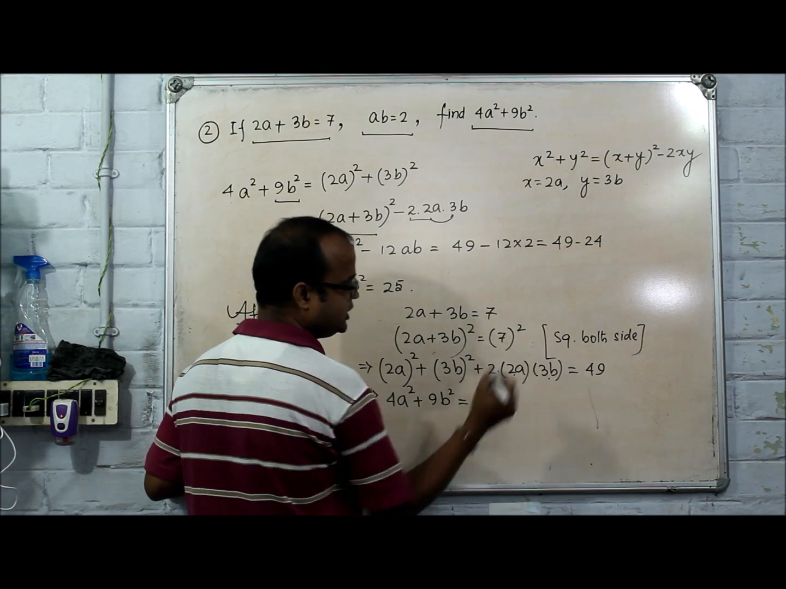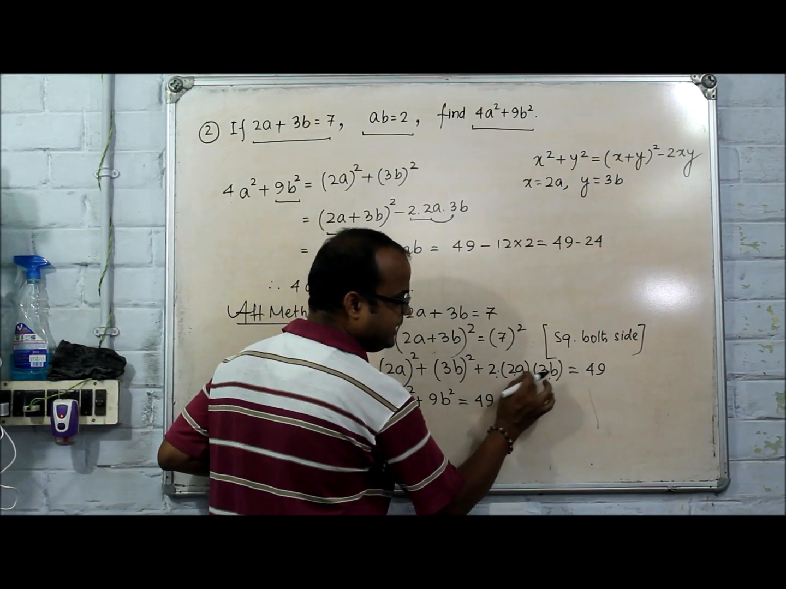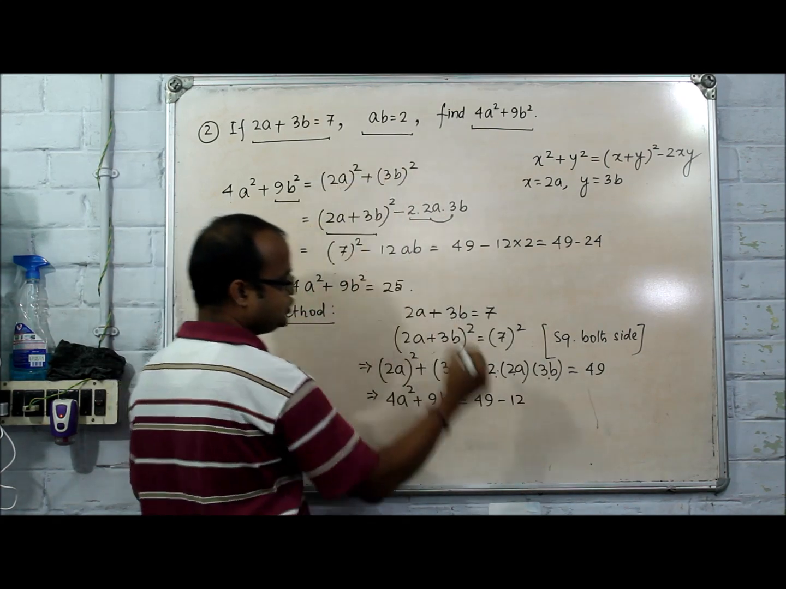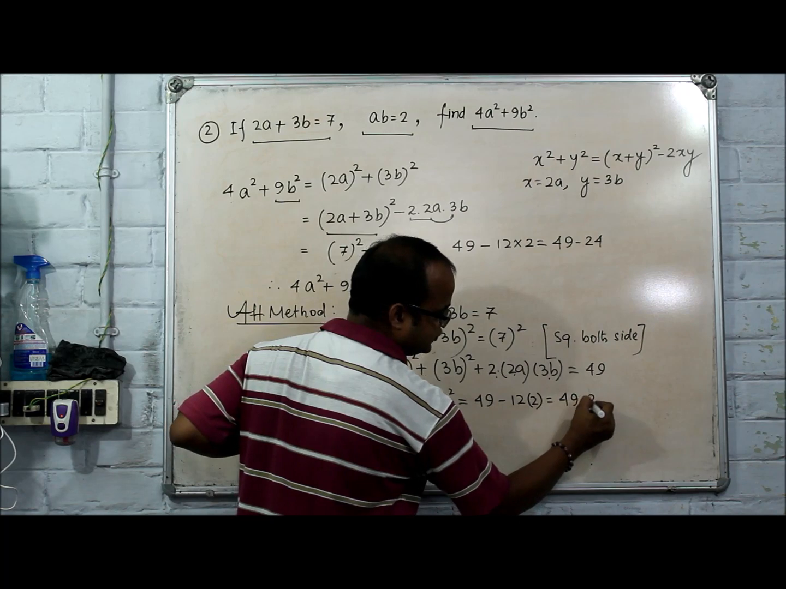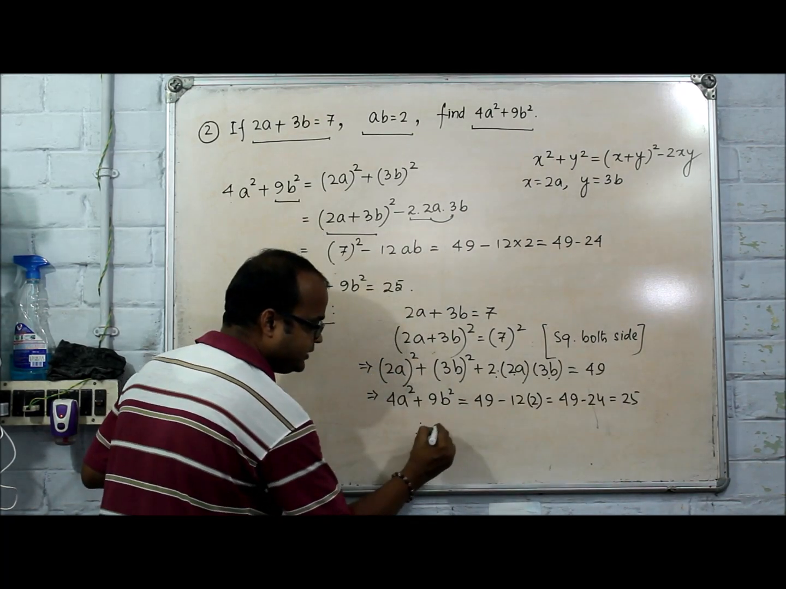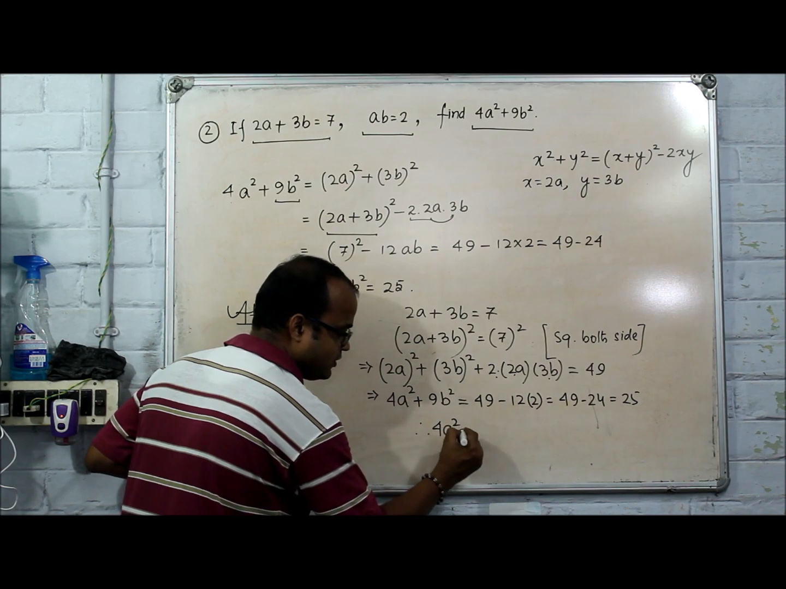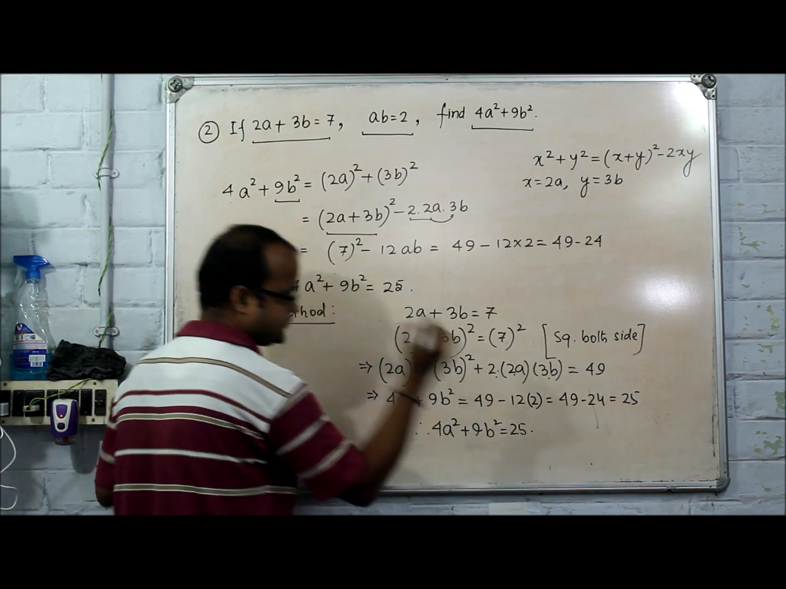4, 4 times 3 gives 12. 12ab, in place of ab substitute 2. So 49 minus 24 is equal to 25. Therefore we will get 4a square plus 9b square is equal to 25.